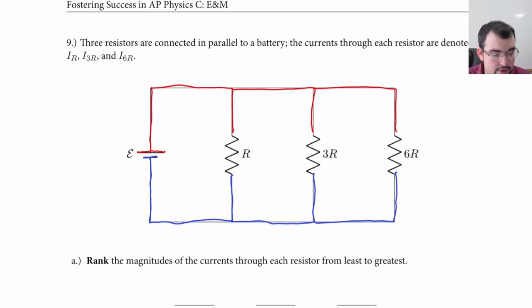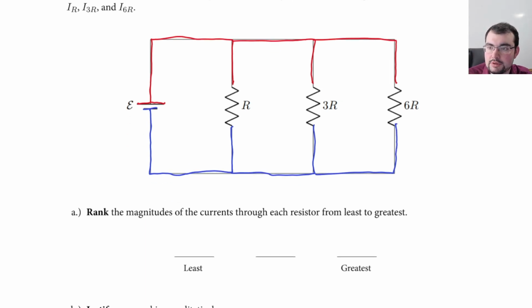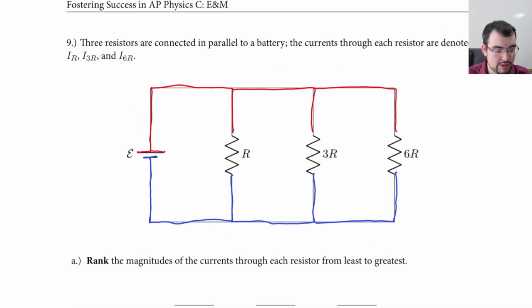So we know that it's the voltage. That's the same. We can just see the color. But we want to actually rank the magnitudes of the current. So this is really easy with the drive-through analogy because we have the slow lane, the medium lane, and the fast lane, right? It takes 6 minutes to get your order, 3 minutes to get your order, 1 minute to get your order, and you get to pick a lane.